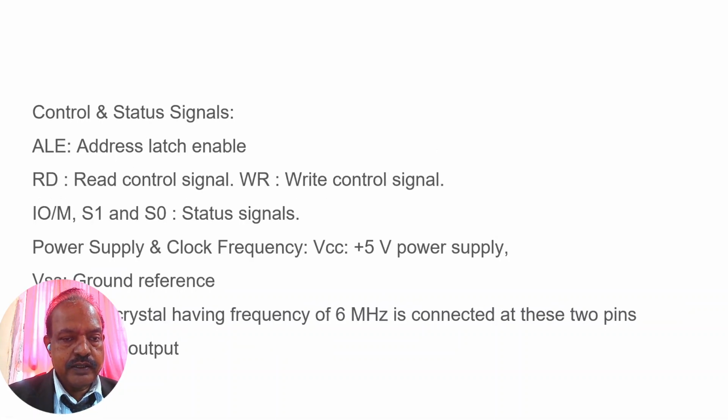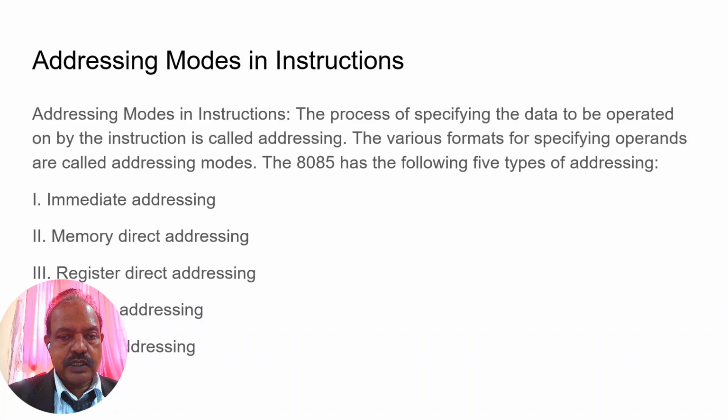Similarly, we have the ALE. We are talking about the pins. That is the address latch enable, read and write. IO/M, S1, S0 are status signals, then power supply and clock: VCC plus 5 volt, VSS is the ground. X1 and X2: a crystal having a frequency of 6 megahertz is connected at these two clock pins, and it is generated at 3 megahertz, right?